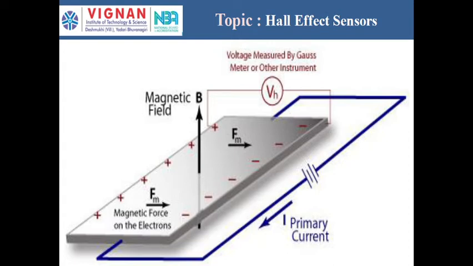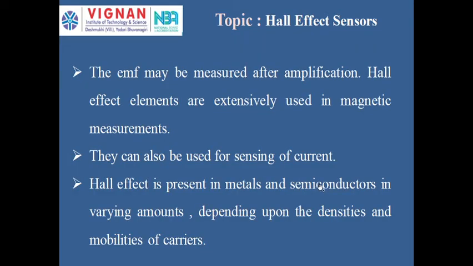Here if you observe, the current, flux density and voltage are all perpendicular to each other. In this magnetic field, here we are having current, and in this direction we are having the voltage. So the EMF may be measured after amplification. These Hall effect elements are extensively used in magnetic measurements. Whenever you want to measure some magnetic field, flux density, then also we can use these Hall effect sensors. They can also be used for sensing of current.